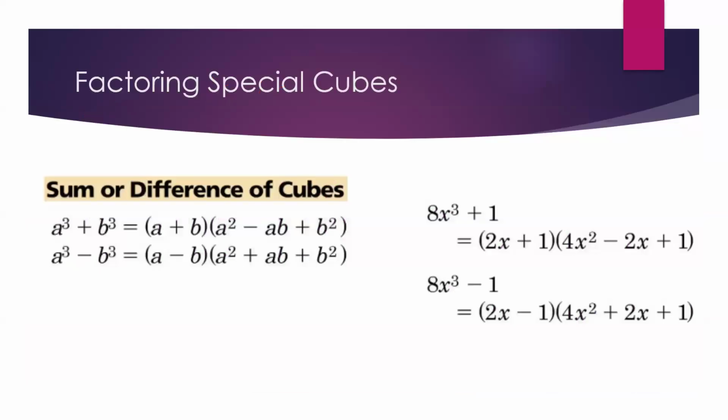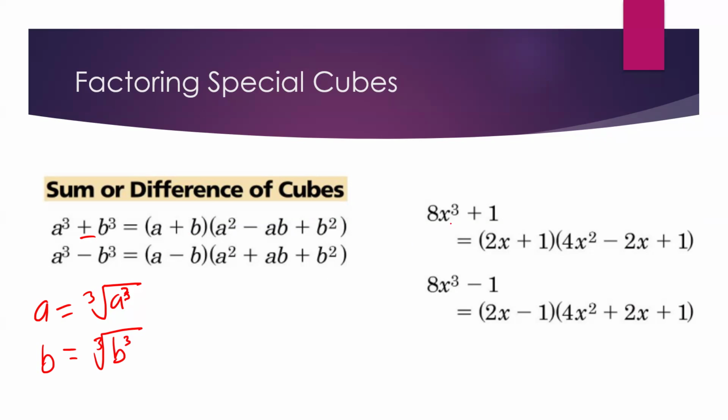So what is their rule? There is a sum or difference, whereas with perfect squares, there's only a difference of 2 squares, right? With cubes, there are 2 of them. You have a sum and you have a difference. So when you're doing it, you have to identify what's your A and what's your B. Your A equals the cube root of your first term. Your B equals the cube root of your second term. And then you just plug the values into the pattern.